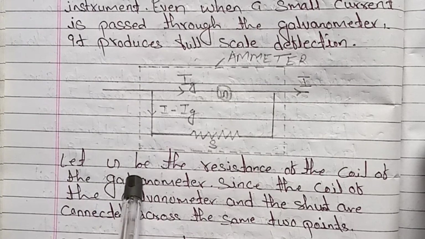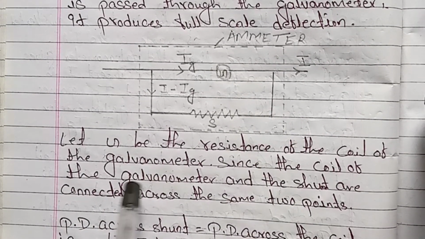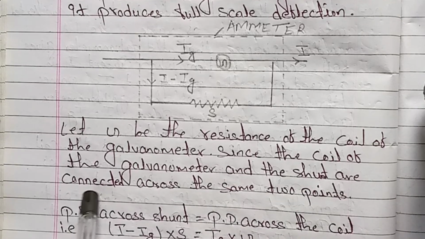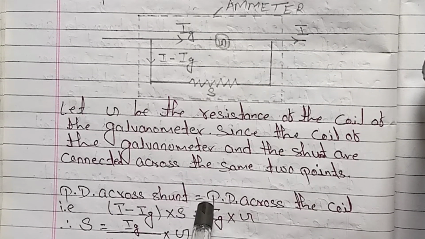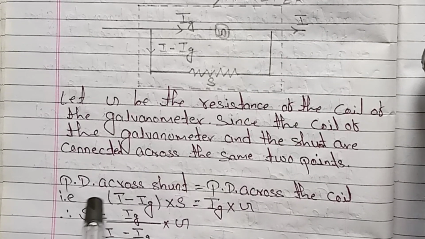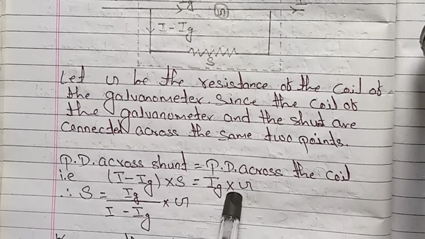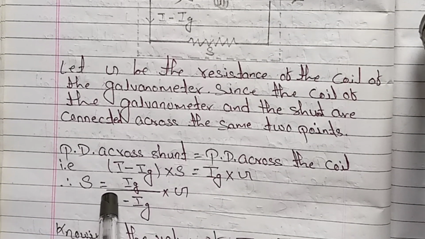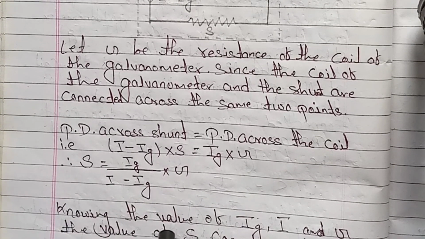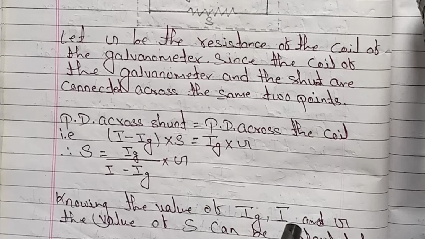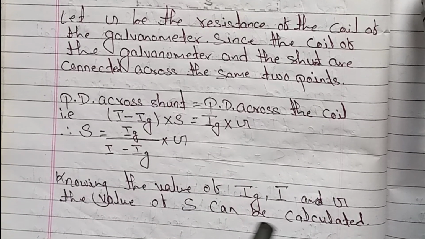Let G be the resistance of the coil of the galvanometer. Since the coil of the galvanometer and the shunt are connected across the same two points, the PD across the shunt is equal to the PD across the coil. So (I minus Ig) times S is equal to Ig times G. That is, S is equal to Ig/(I minus Ig) times G. Knowing the values of Ig, I and G, the value of S can be calculated.